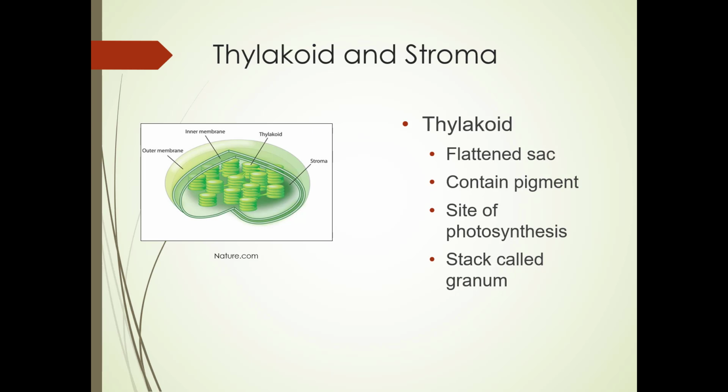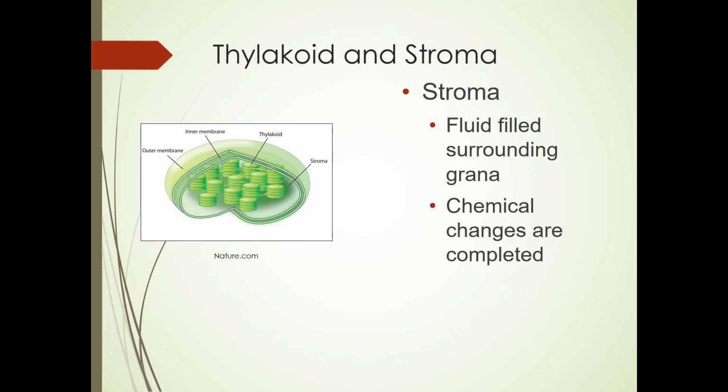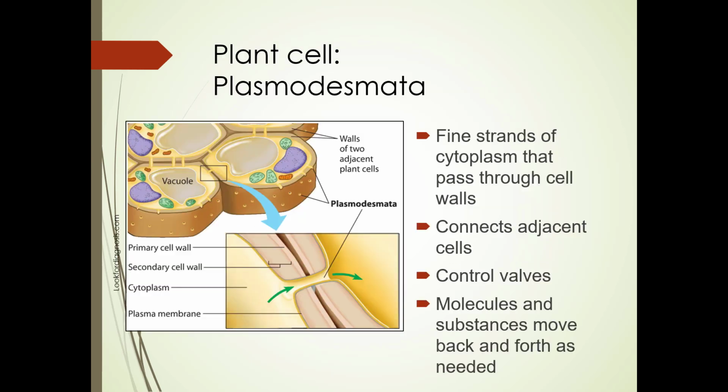Within the chloroplast, you're going to find the thylakoid and stroma. A thylakoid is a flattened sac. It contains pigment. This is where photosynthesis takes place, and a stack of thylakoids are called granum. Stroma is the fluid surrounding the grana, and this is where the final part of photosynthesis completes. It's where the chemical changes are completed.